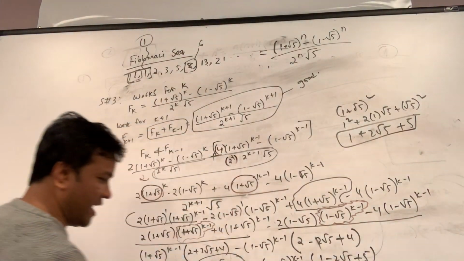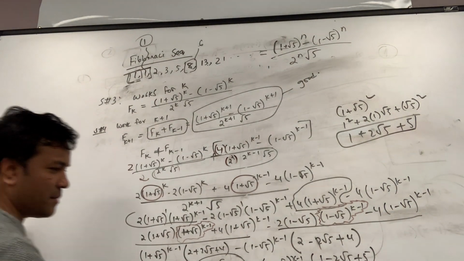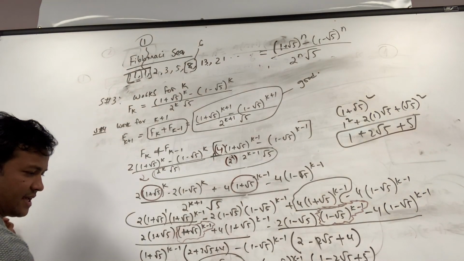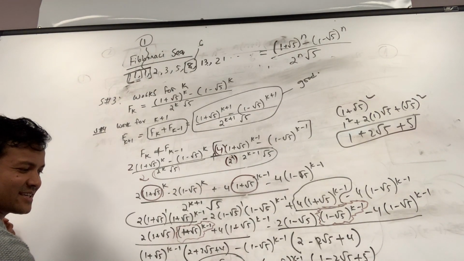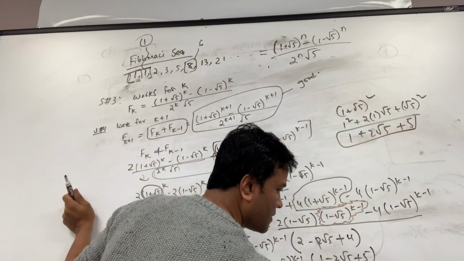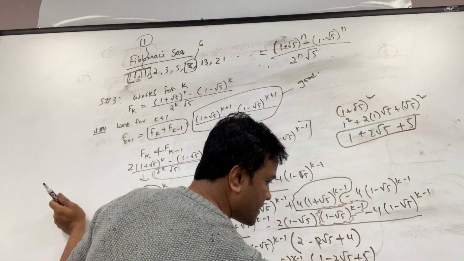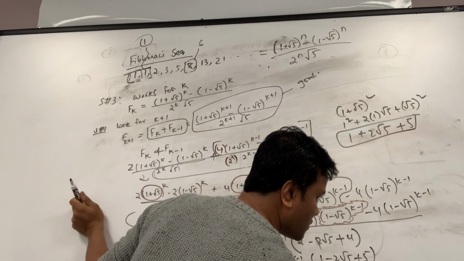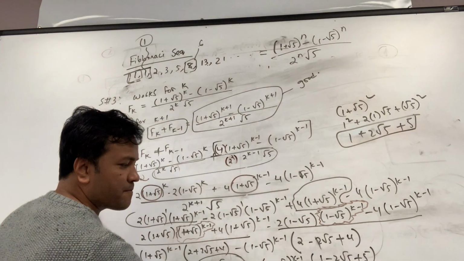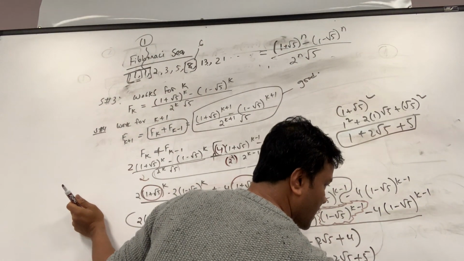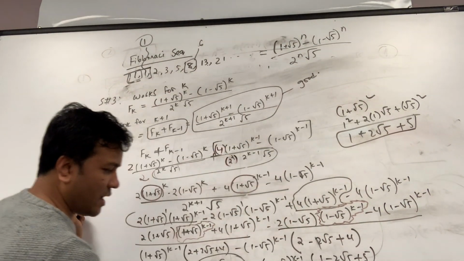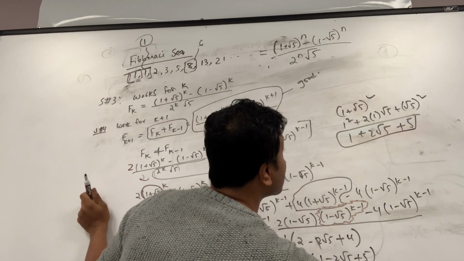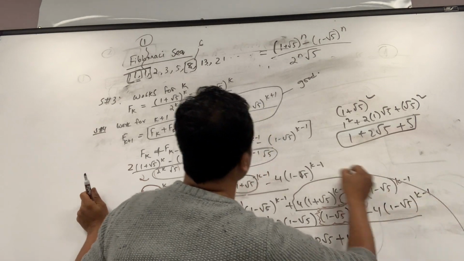Now we're going to write the final line. (1 plus root 5) to the k plus 1, minus (1 minus root 5) to the k plus 1, divided by 2 to the k plus 1 times root 5. And that's what we claimed that we're going to prove. Good.